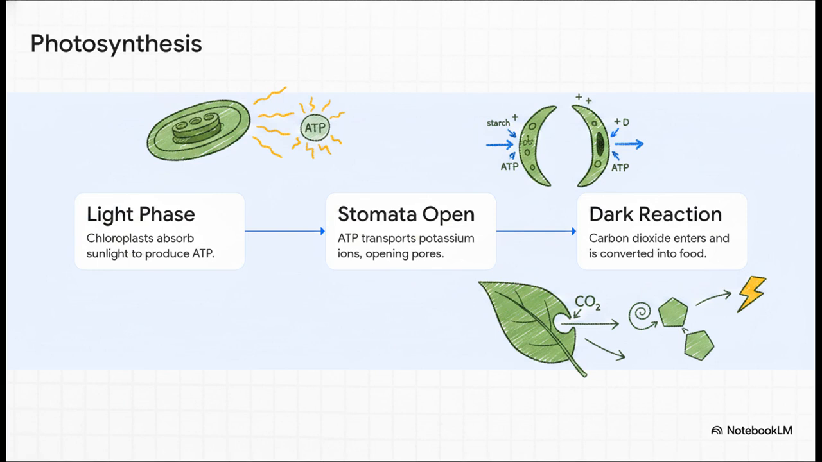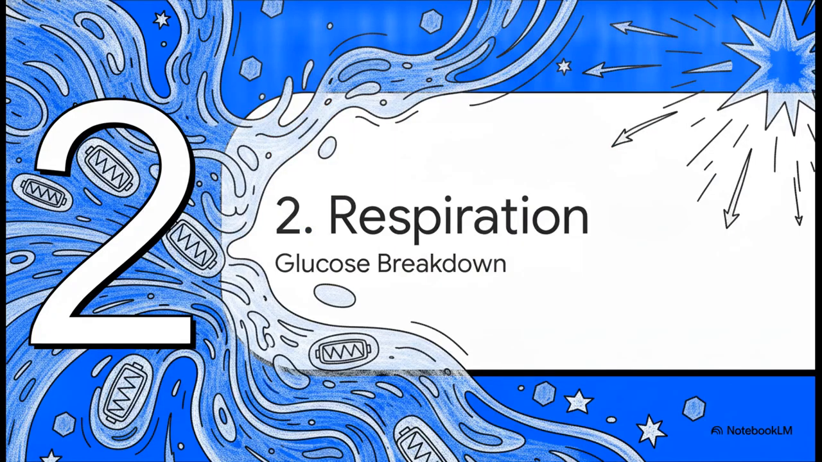First up, we have the light reaction. Picture the chloroplasts in the leaf's palisade cells soaking up sunlight and using it to produce this glowing burst of ATP energy. Next, shift your focus to the stomata, those tiny pores on the underside of the leaf. That ATP is used to actively transport potassium ions straight into the guard cells. This converts starch to malate, which lowers the water potential and draws water in by osmosis. Because of all that water, the guard cells swell up, they bend, and boom, they pop that stomatal pore wide open. Finally, with the pore open, carbon dioxide rushes in for the dark reaction, where it's actually converted into food. Raw materials in, energy out. It's just brilliant. Moving right along.